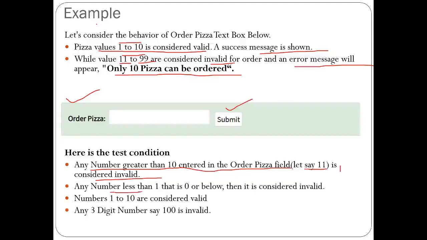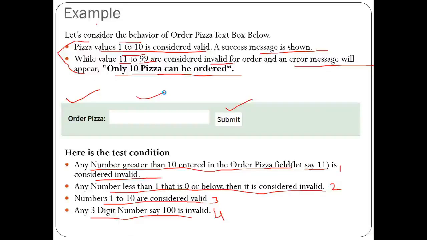Then any number less than 1, or 0 or below, is considered invalid. This is the second partition. And the numbers between 1 and 10 are considered valid. And any 3-digit number like, say, 100 is considered invalid. So this is the fourth partition. So based on these conditions, you need to recognize the partitions, select a value from each partition, and test this field.